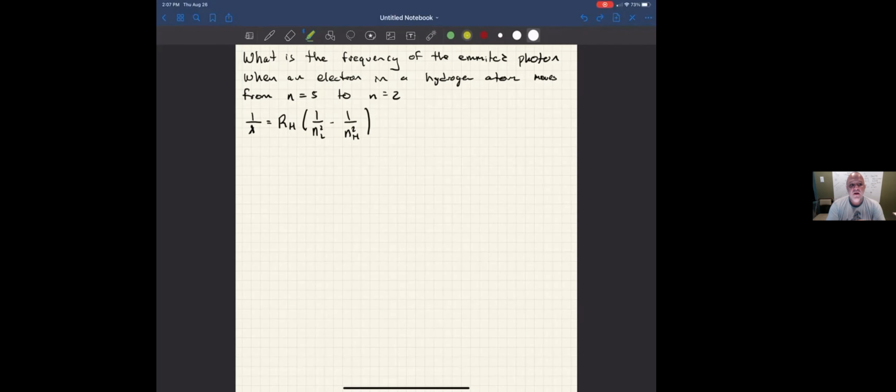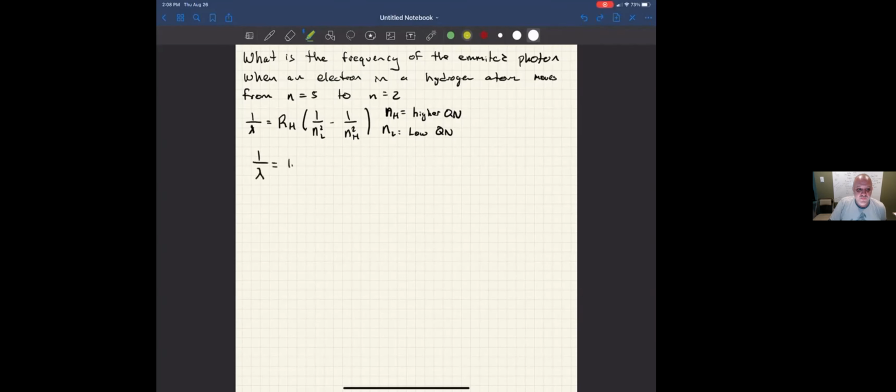As far as I'm concerned, 1 over the wavelength equals the Rydberg constant times 1 over n squared subscript L minus 1 over n squared subscript H. And those two subscripts mean lower quantum number and higher quantum number for L and H specifically. The higher quantum number must always be in that term, 1 over n squared H, the one that's on the right. If you don't have it that way, then things end up being negative and they get confusing. And so this will help keep everything straight for you as you go along.